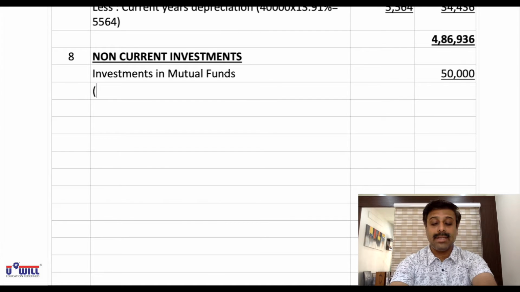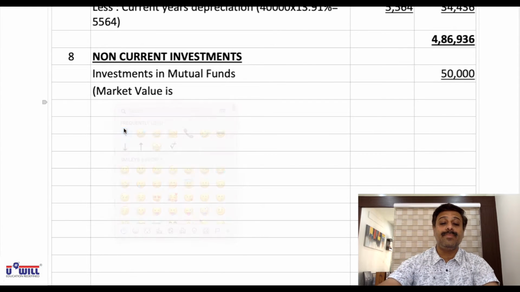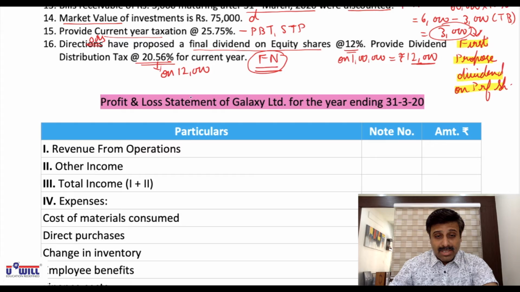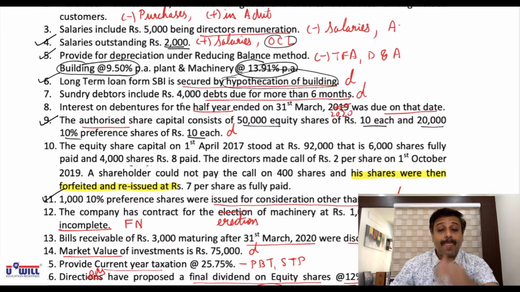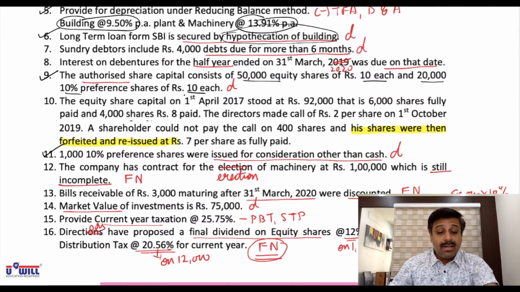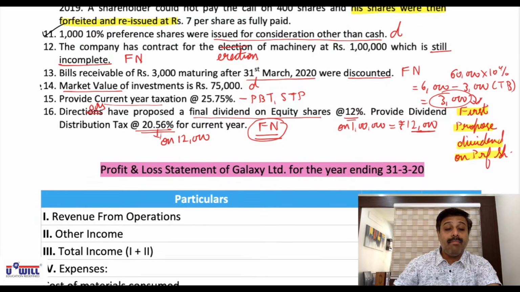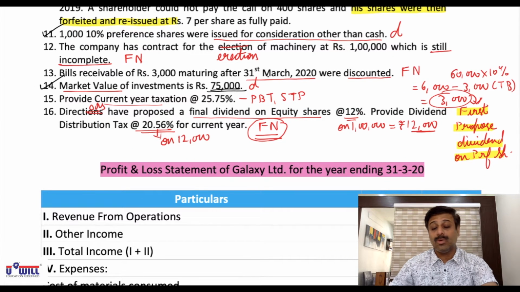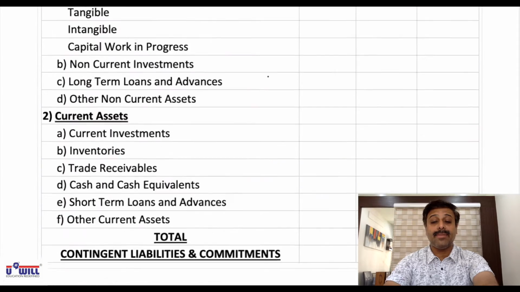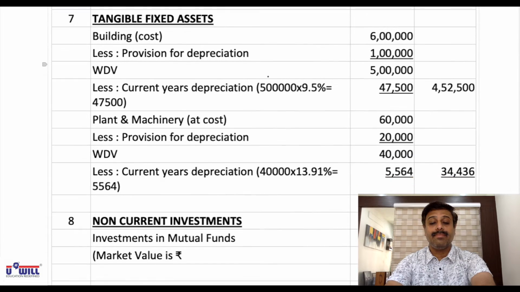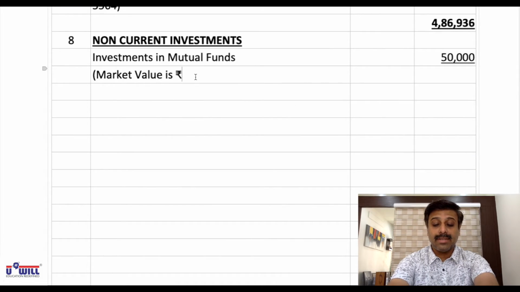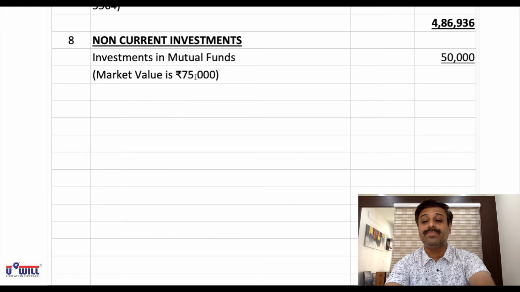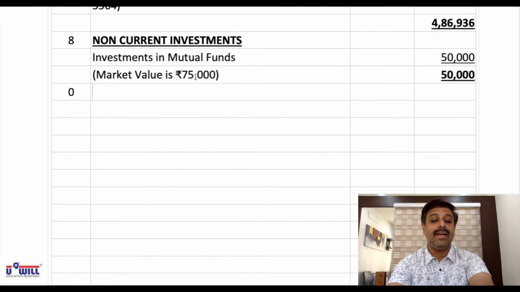Now disclosure is there. The market value is always disclosed in case of investment. So market value is rupees... Now how much market value is given in the adjustment? See that. Adjustment number 14. Market value is 75,000. So that will be mentioned in bracket. Market value is rupees 75,000. Total also 50,000.